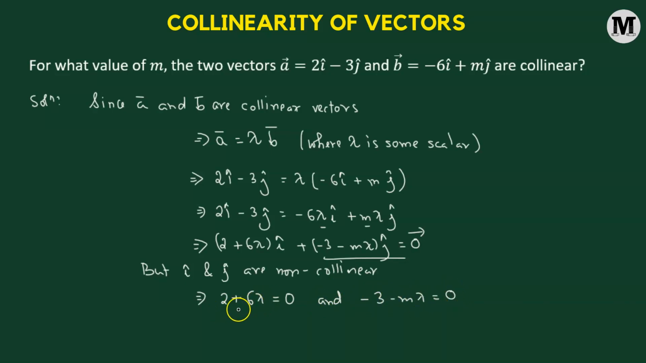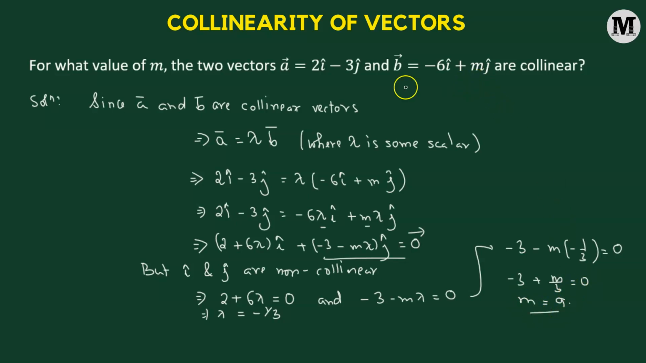Now when we solve for lambda, lambda comes out to be equal to negative 1/3. We'll use this value to find the value of m. So we have negative 3 minus m multiplied by negative 1/3, that's equal to 0. We have negative 3 plus m over 3 equals 0. So m comes out to be equal to 9. So this is going to be the value of m such that the vectors a and b are collinear.